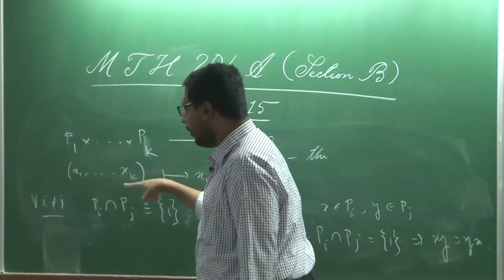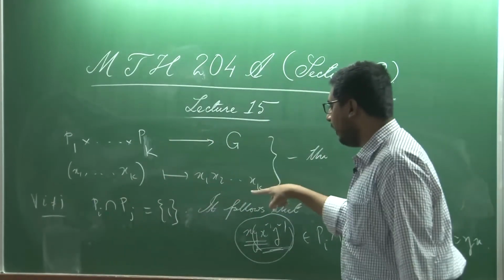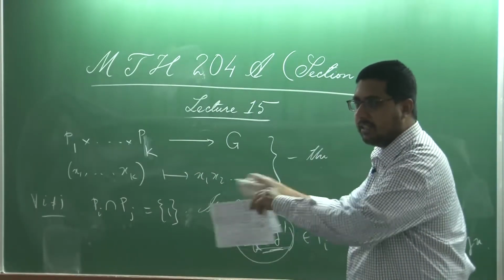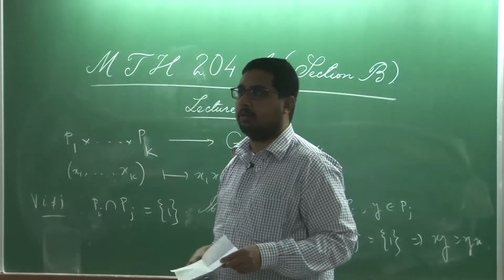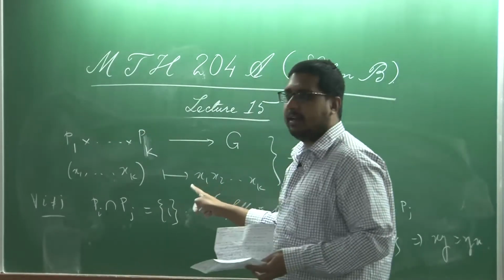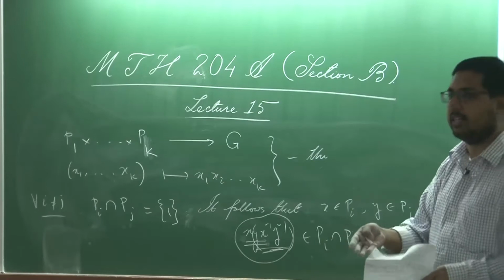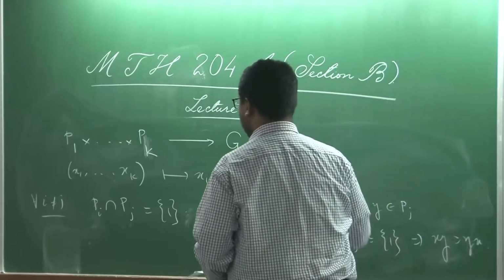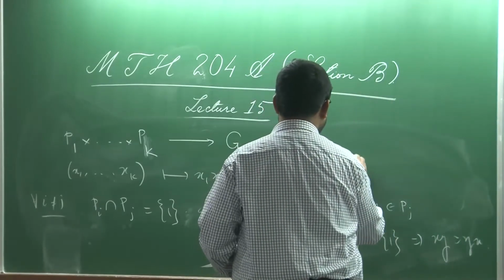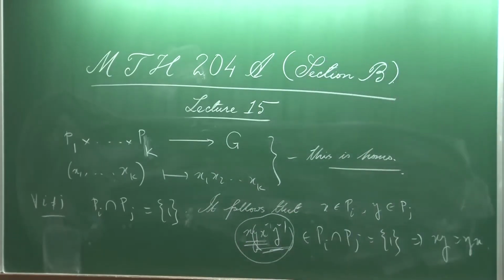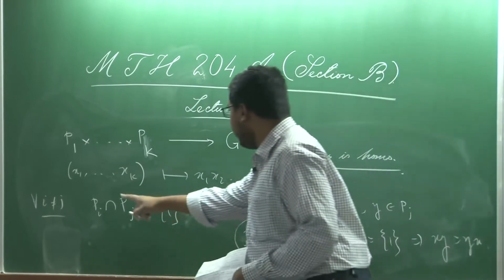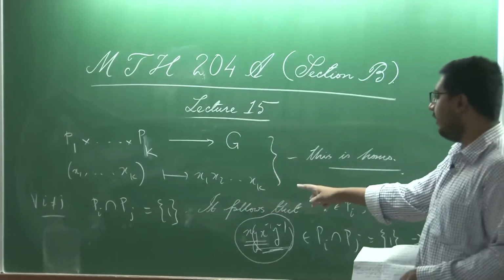So if you take another tuple y1 up to yk, then x1 up to xk times y1 up to yk, since elements coming from different Sylow subgroups commute, you can immediately bring y1 with x1, y2 with x2, and that's how we prove this is a homomorphism.